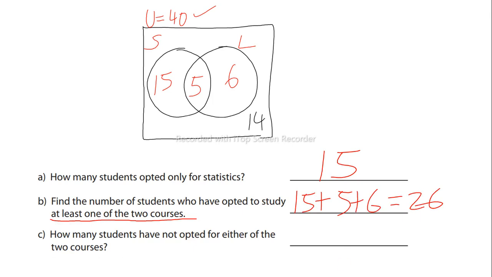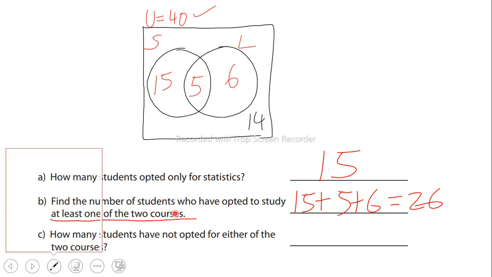And C comes naturally. C says how many students have not opted for either of the two courses? 14, because 14 is what's on the outside.